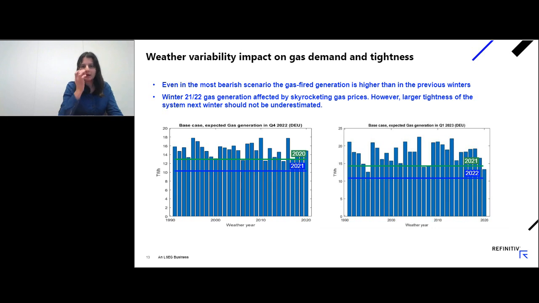What I showed previously is for the monthly view. Now we can look into the quarterly view, which is a higher aggregation level, but also interesting to see that for Q4, here to the left, and Q1, all the gas burn forecasts, independent of which weather year you look at, even the most bearish quarters, will be having almost the same or higher gas burn than in the previous 2 years for both of the quarters observed.